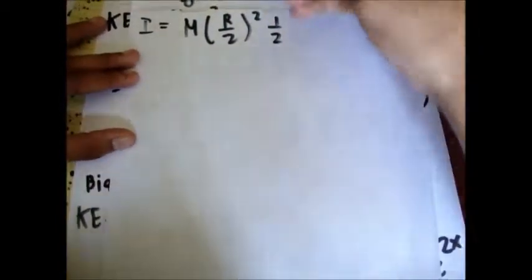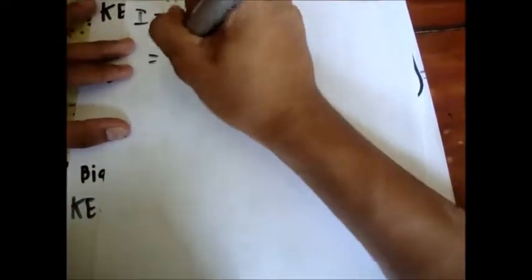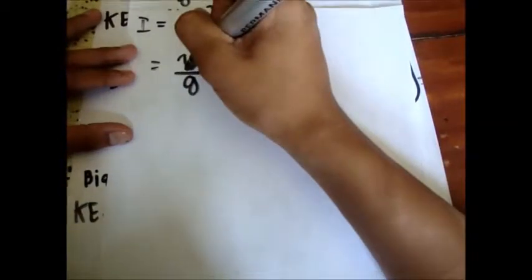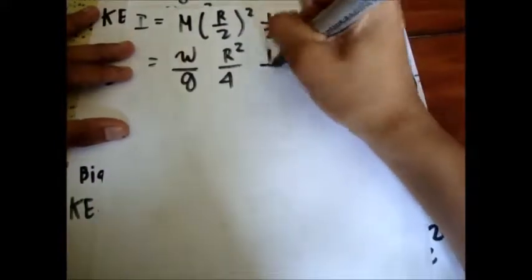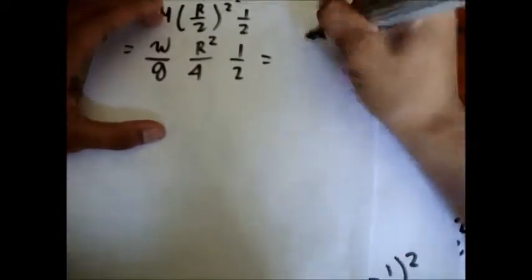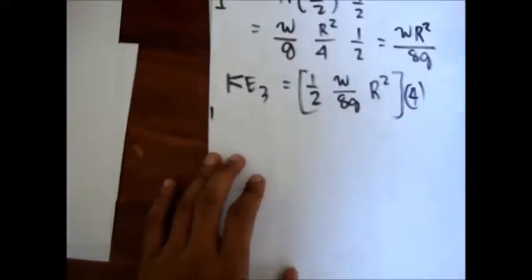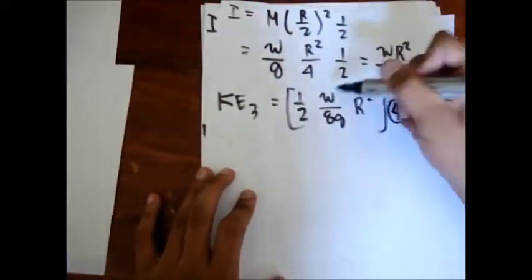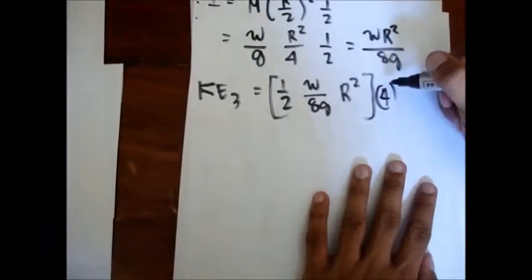Next, we'll solve for our inertia, which is equal to m r over 2 squared times 1 half, since the radius is divided by 2 because it is smaller. So our m here is W over G R squared over 4 times 1 half. Simplifying it further, we get R squared W over 8G.